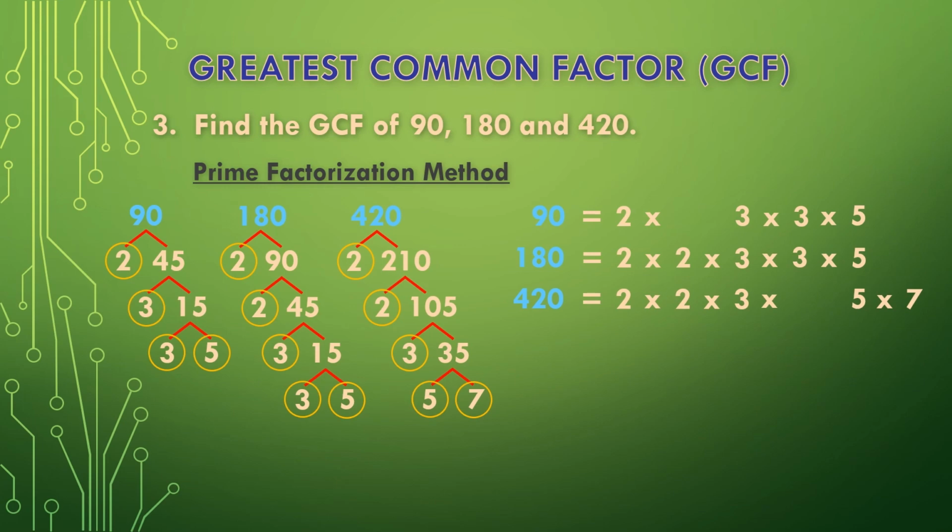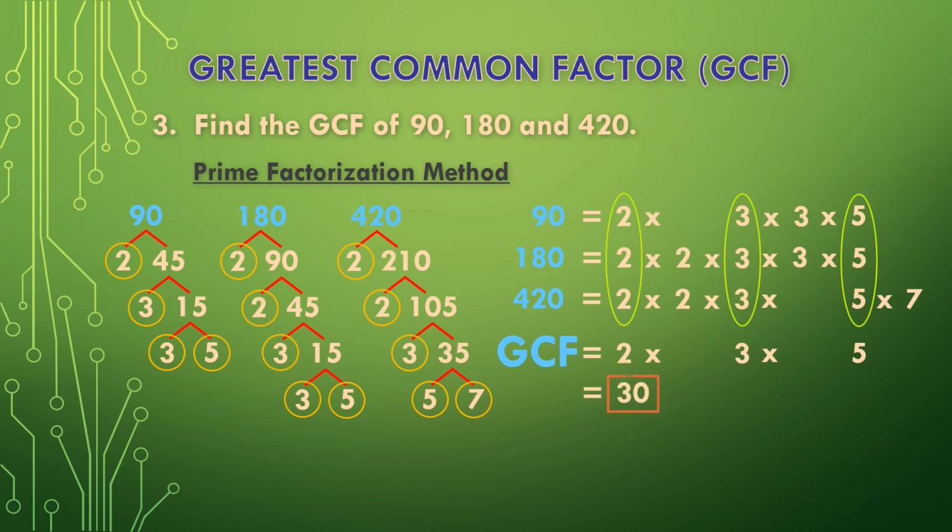The next step is to look for the common prime factor or factors. The prime factors that are common to 90, 180, and 420 are 2, 3, and 5. The GCF is the product of all the common prime factors. 2 times 3 is equal to 6, times 5 is equal to 30. So, the greatest common factor, or GCF, of 90, 180, and 420 is equal to 30.